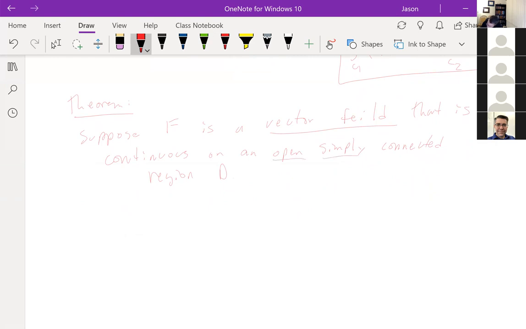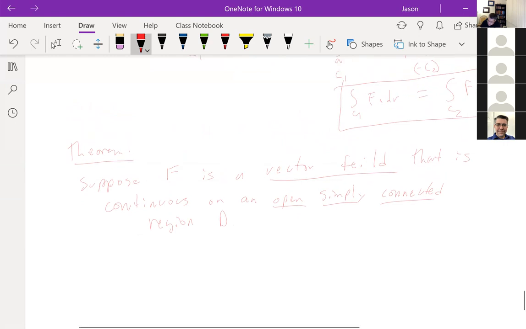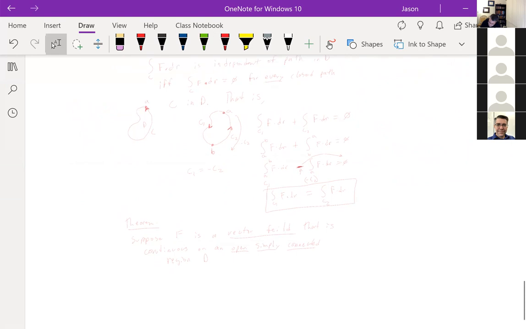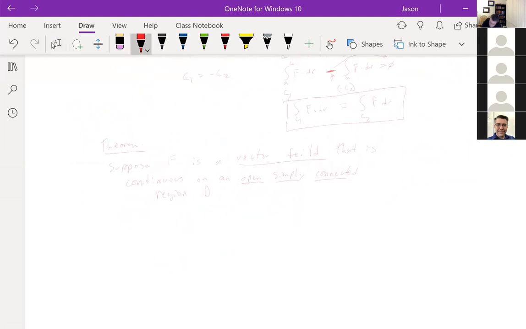Let's define open, simply, and connected. What does it mean to be open, simply connected? Let's define that. Let's take a pause. We're going to say that a simple curve is a curve that does not intersect itself.